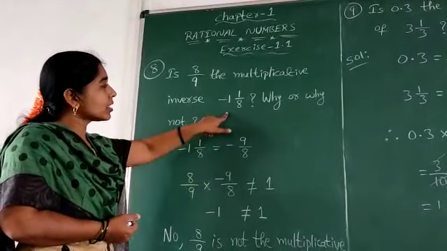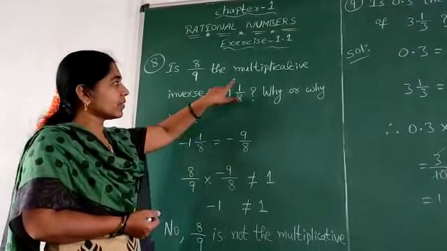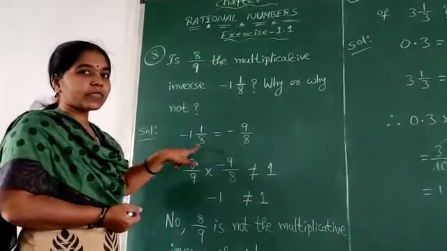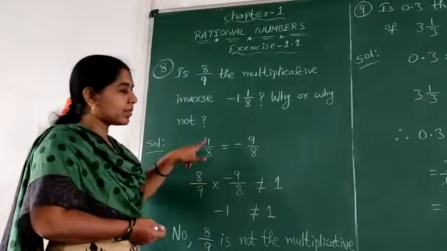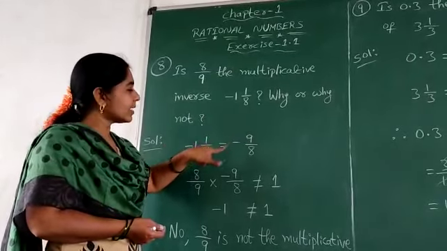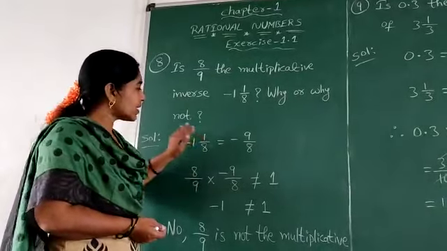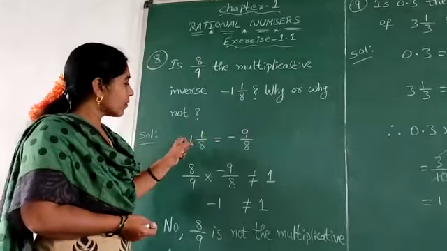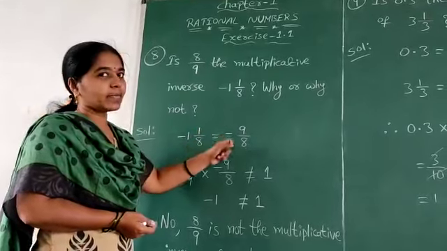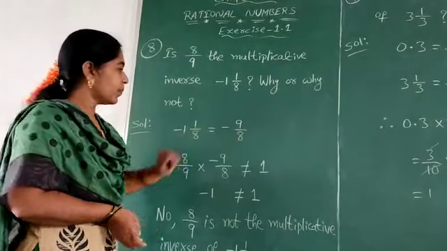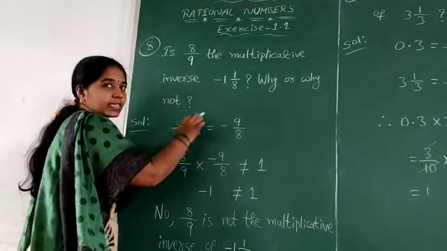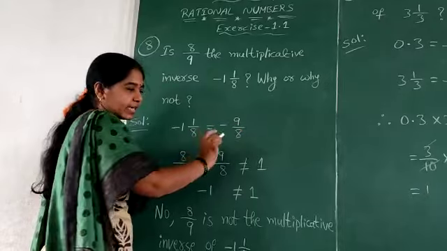But the question here is a mixed fraction: minus 1, 1 by 8. First you take 1 times 8, which is 8, plus 1, 9. Then the denominator stays as it is. Means you write the minus first, then 1 times 8 is 8 plus 1 is 9 by 8. This mixed fraction you have converted to an improper fraction.